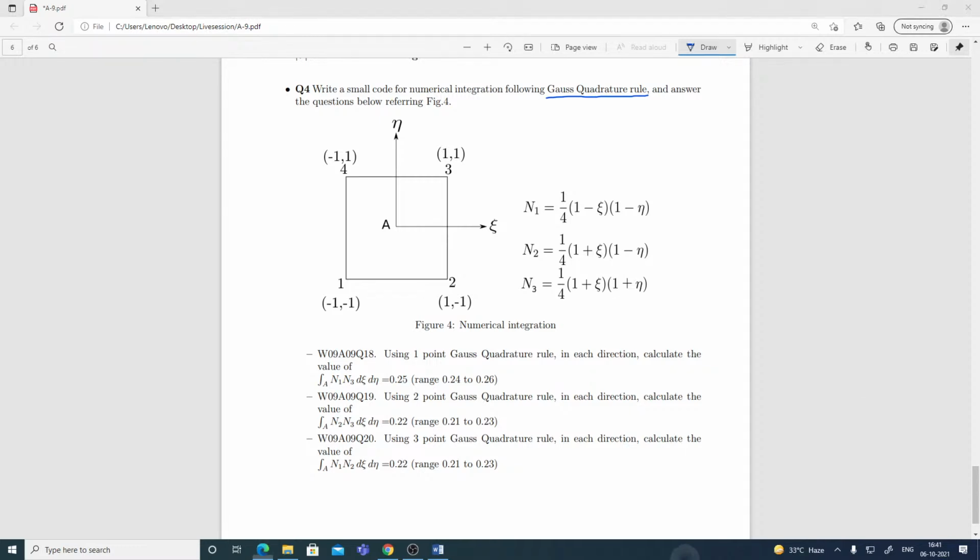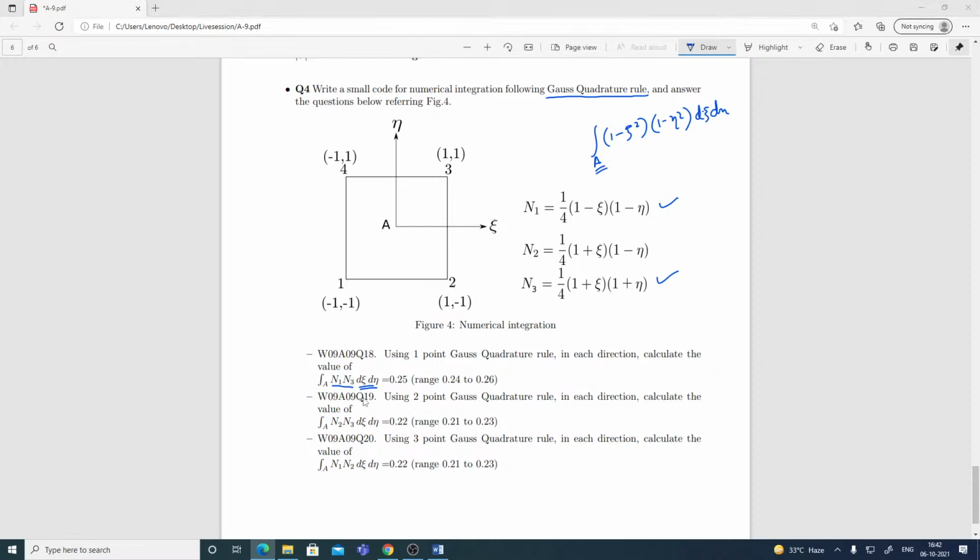Here we have asked you to calculate the integral of N1 N3 d psi d eta. If you look at the expressions for N1 and N3, when you take the product of N1 and N3, you will get (1 minus psi square) and (1 minus eta square). So in the first problem we have asked you to integrate (1 minus psi square)(1 minus eta square) d psi d eta. This is an area integral, as you can see we have put it in there.